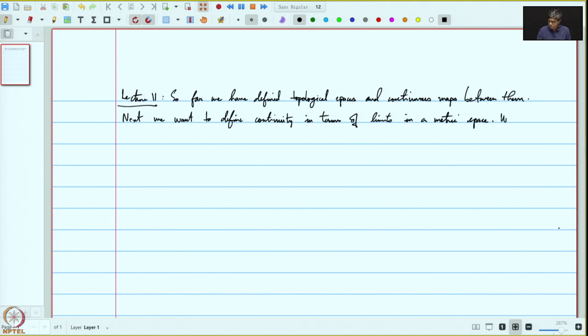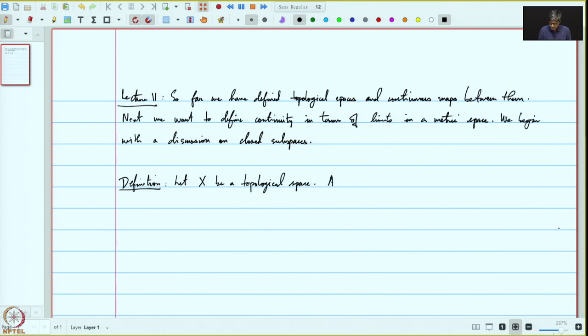So, we begin with a discussion on closed subspaces. We haven't reached metric spaces, but we will reach there soon. Definition. So, this is a general discussion. The definition of a closed subset is very easy. Let X be a topological space. A subset Z contained in X is said to be closed if the complement X minus Z is an open subset of X.